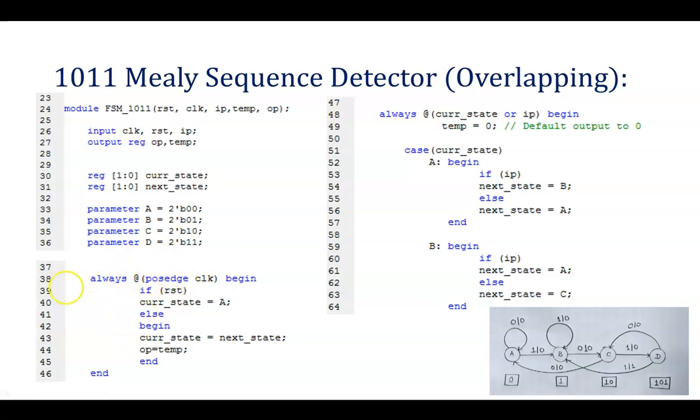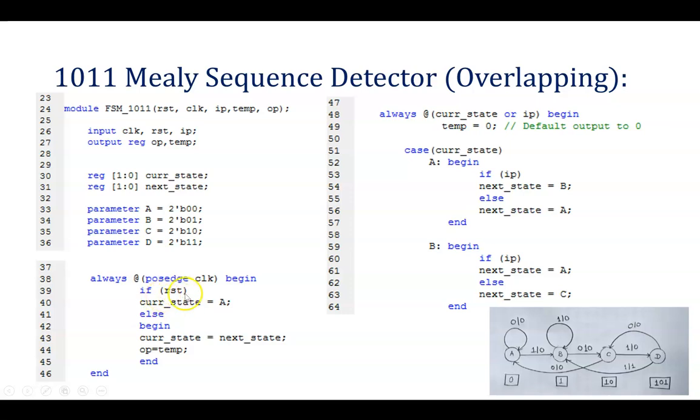Here we have written always @ because this is the behavioral modeling style. My dependency will be on the clock. So if the positive edge of the clock is coming, I'll be checking reset. If reset is active high, the circuit will be reset, else it will perform the normal operation of the sequence detector. So this is an active high reset.